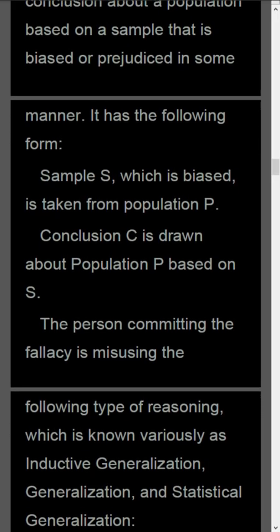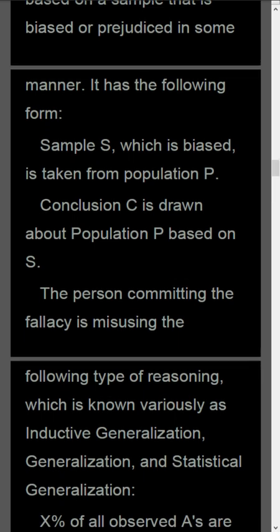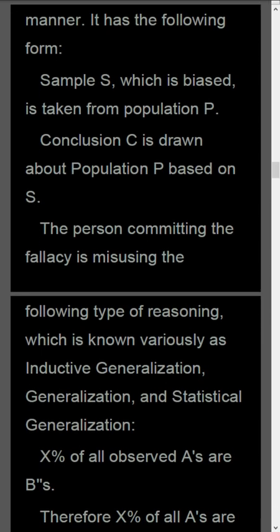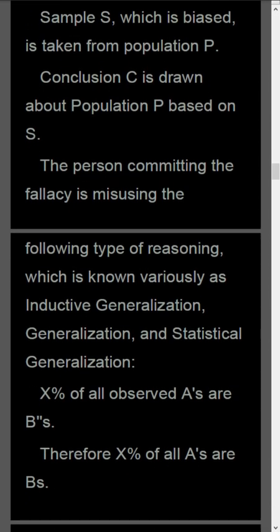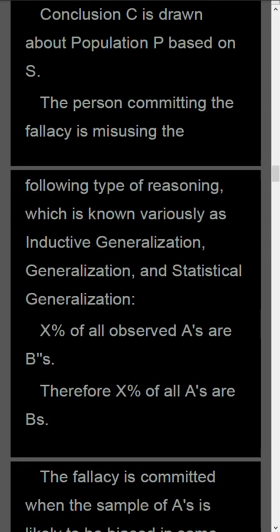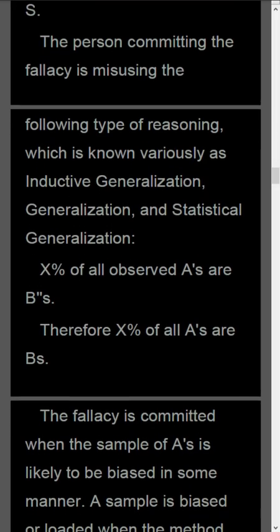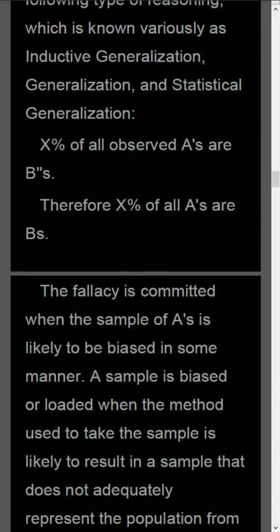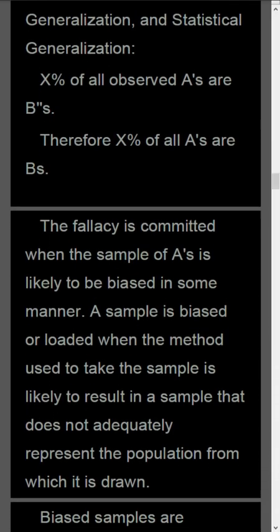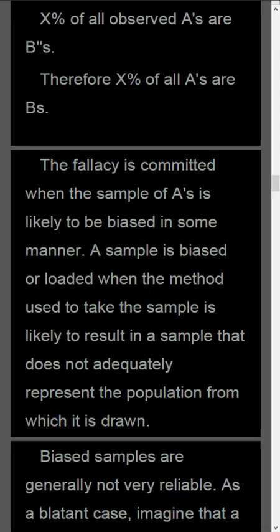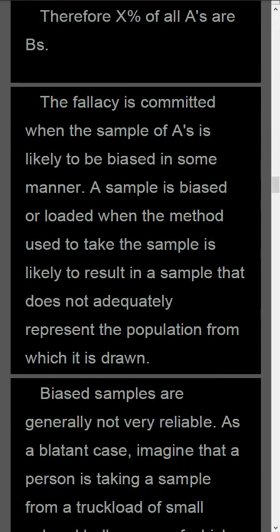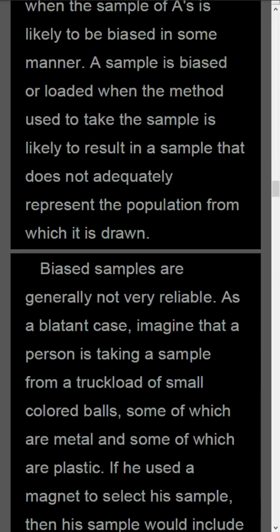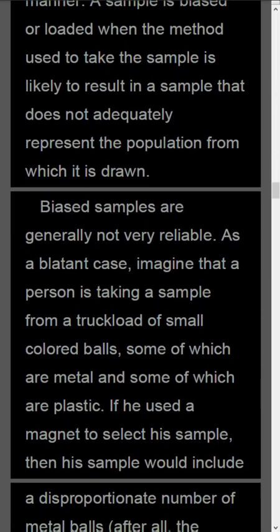The person committing the fallacy is misusing the following type of reasoning, which is known variously as inductive generalization and statistical generalization. X% of all observed A's are B's. Therefore X% of all A's are B's. The fallacy is committed when the sample of A's is likely to be biased in some manner. A sample is biased or loaded when the method used to take the sample is likely to result in a sample that does not adequately represent the population from which it is drawn. Biased samples are generally not very reliable.